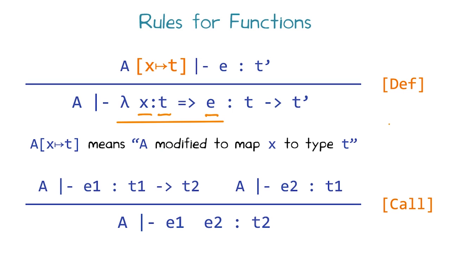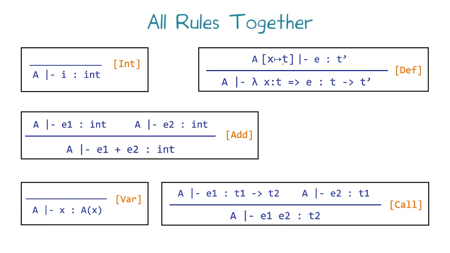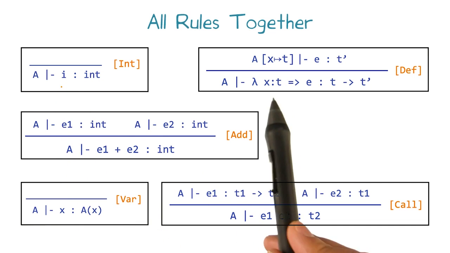Finally, we define the inference rule schema call to give typing information for applications of functions to other expressions. If under the environment A, it is provable that E1 has type t1 arrow t2, and under the same environment A, it is provable that E2 has type T1, then it is provable that the result of calling E1 with argument E2 has the type T2. This concludes the set of schemas we need in order to completely type our example Lambda calculus language. Notice that there is exactly one schema for each of the 5 syntactic expression forms in this language.